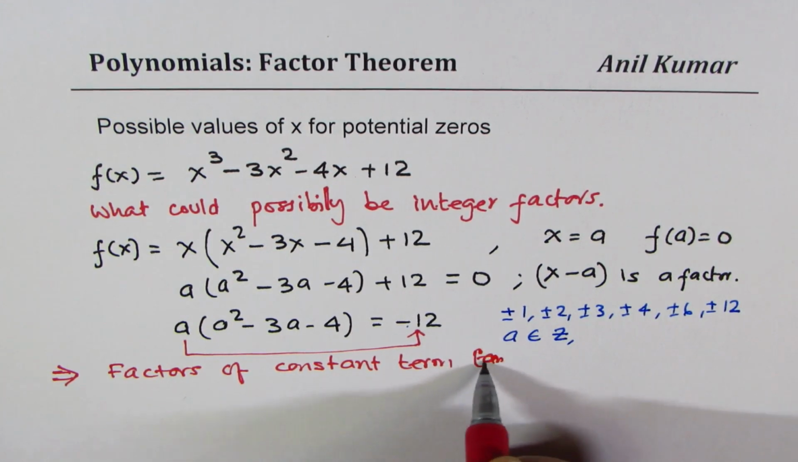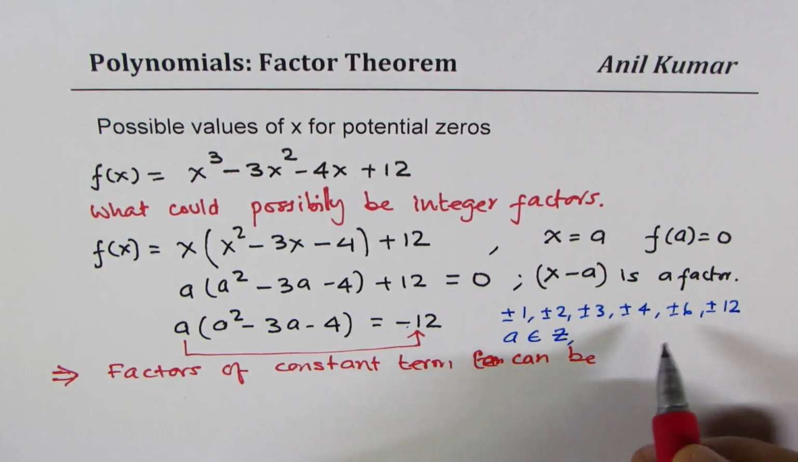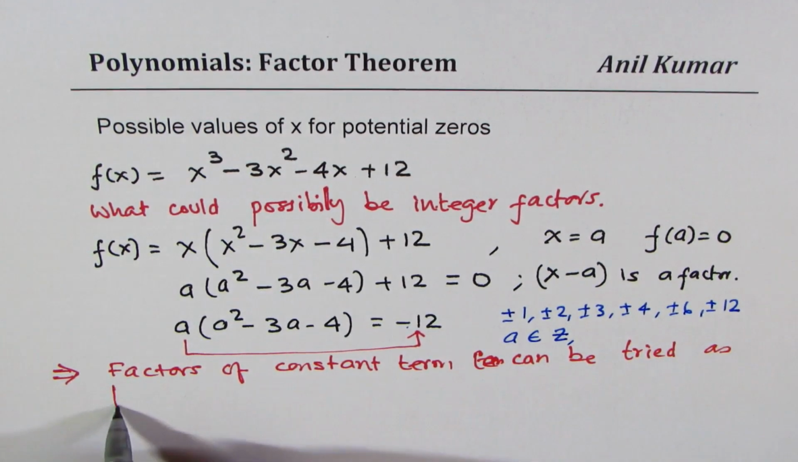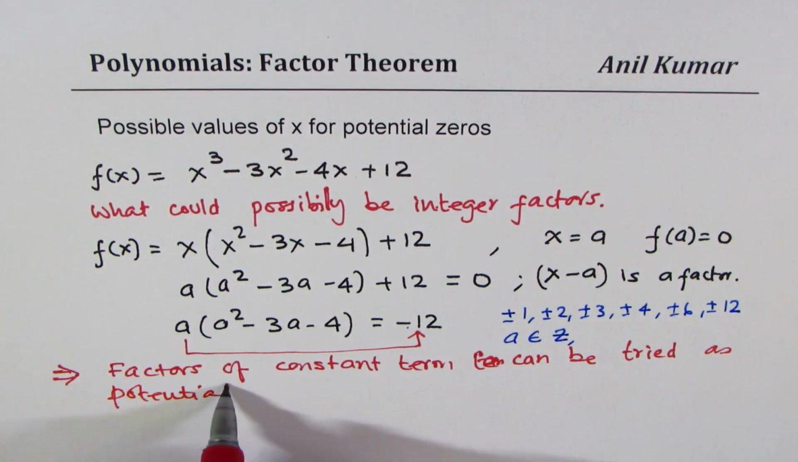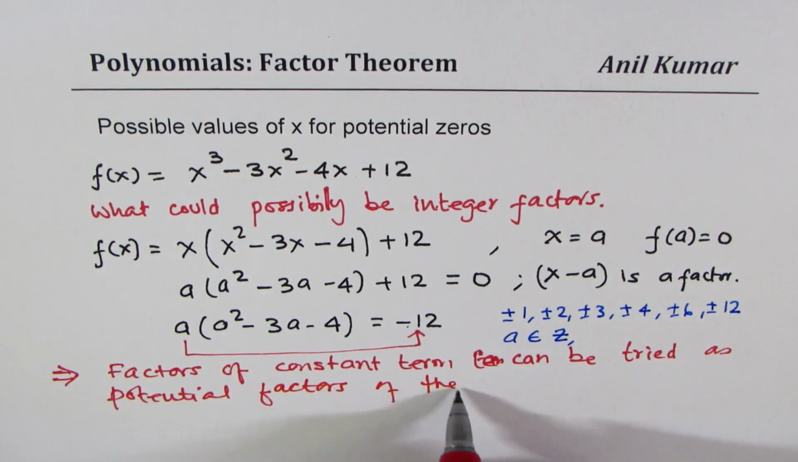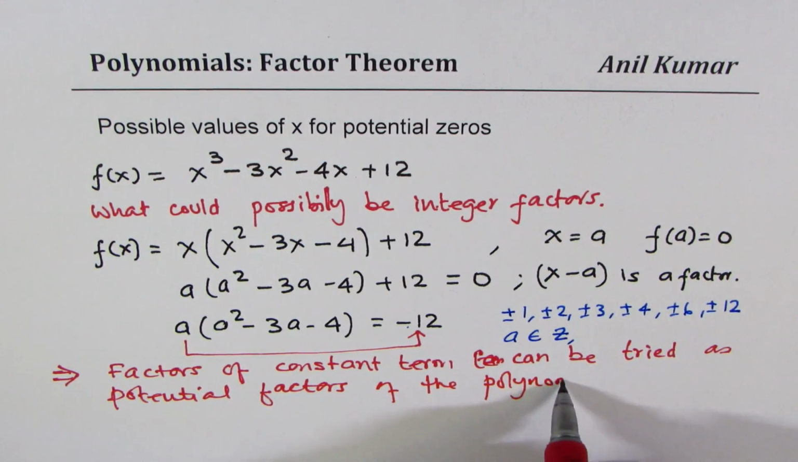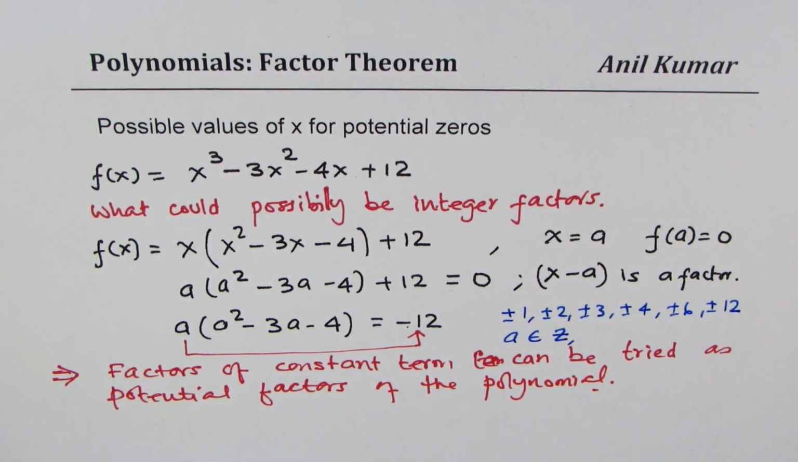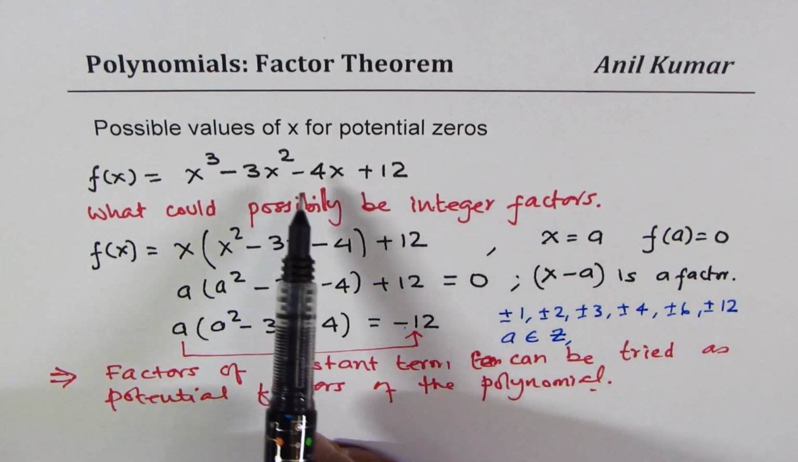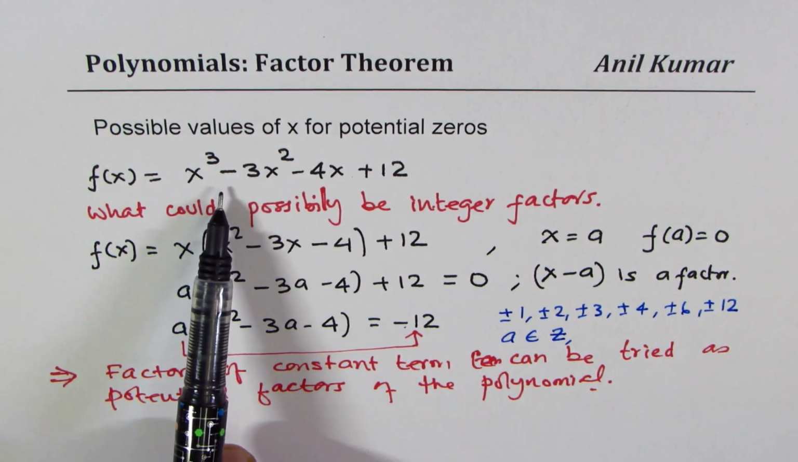So from here, we could conclude that factors of the constant term can be tried as potential factors of the polynomial. Does that make sense, right? So that is what we conclude from here. Now in this case, 12 is the constant term, so that should be the limiting factor. So these are all the possible values which you could try to find factors.